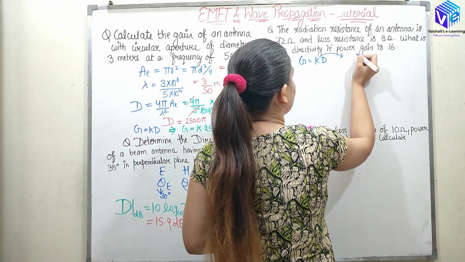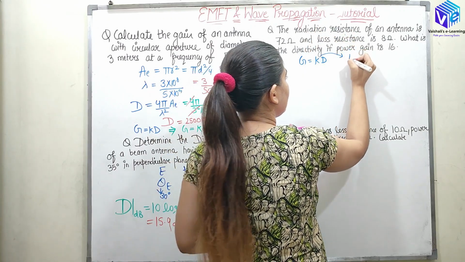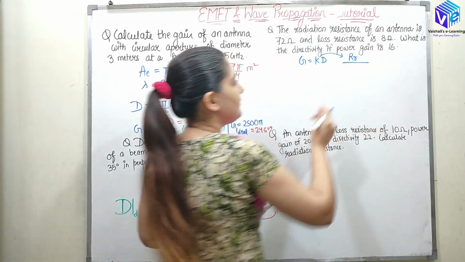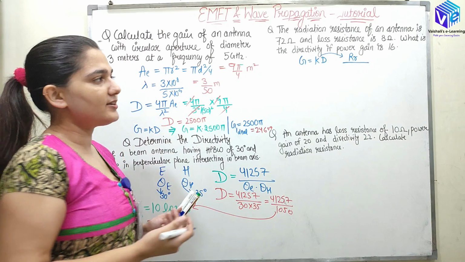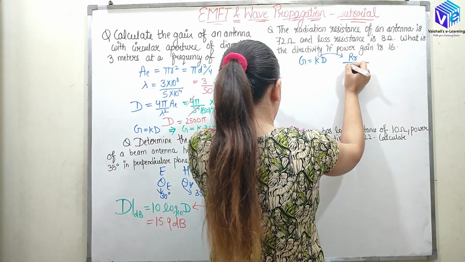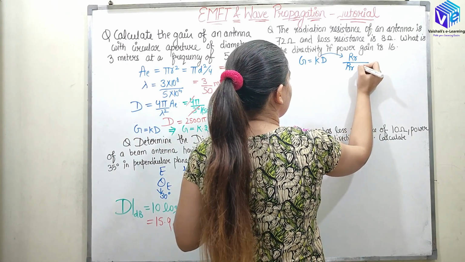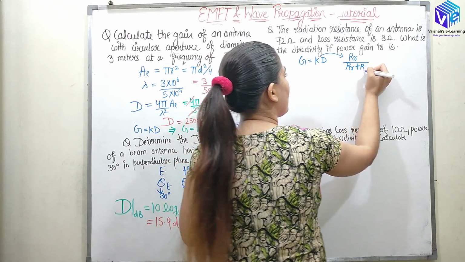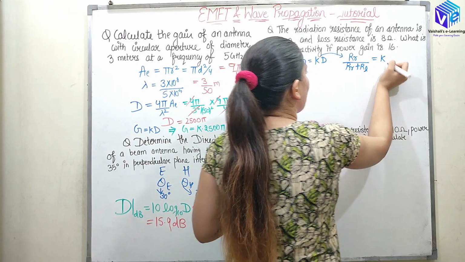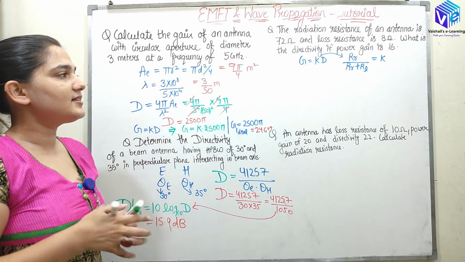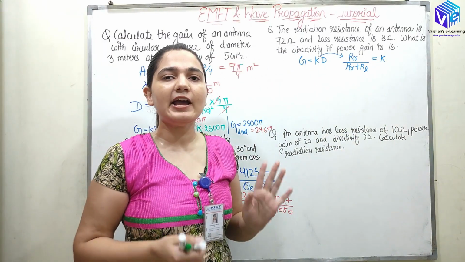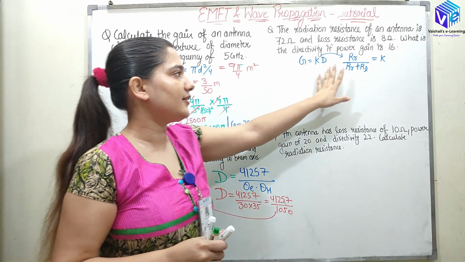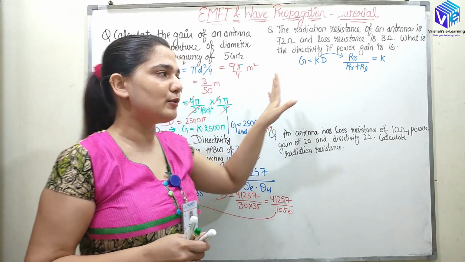K is equal to, so here we are given with the radiation resistance. I am representing the radiation resistance with RR and the loss resistance with RL. So we'll be having K is equal to RR upon RR plus RL. Okay, so this is my K, and this is how gain and directivity are related. Gain and directivity are related with the help of this formula.